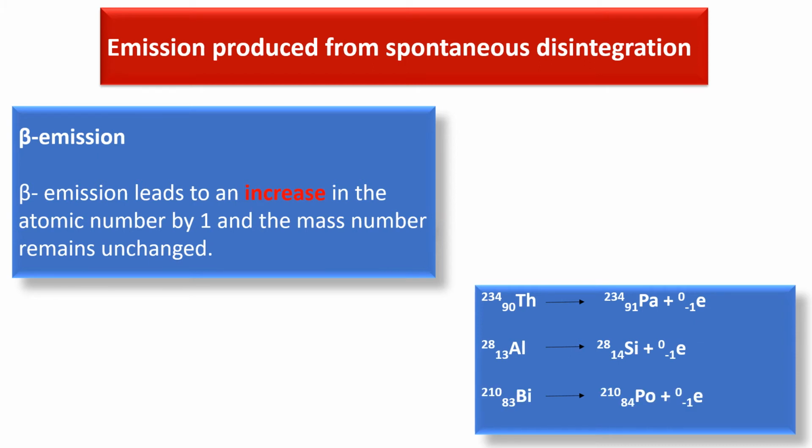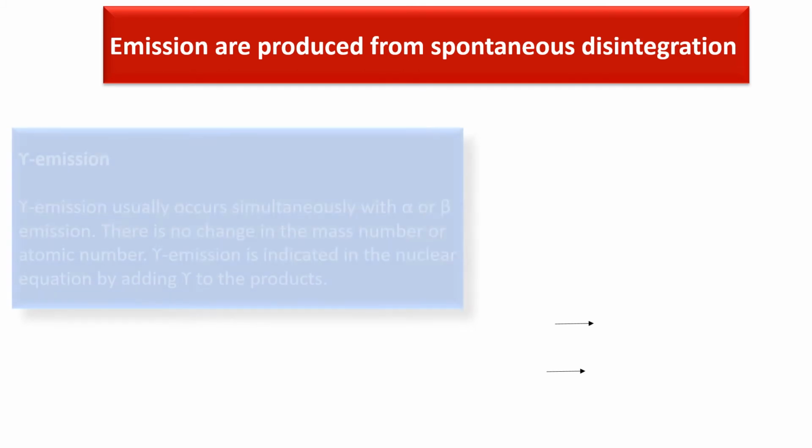So we also have another element here, bismuth, and we can see the mass number does not change from 210 in the product formed, while the atomic number increases from 83 to 84. So adding the beta particle and the mass and atomic number of the product formed will give us that of the bismuth back. Gamma emission is another emission produced from spontaneous disintegration.